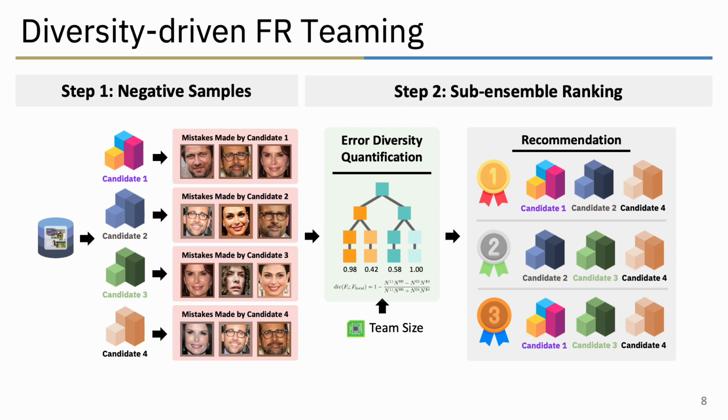Then, given a team size, for example decided according to the resource limit, we can enumerate all possible combinations and calculate how much the team members disagree with each other when they make mistakes. Intuitively, we want a team where all members make mistakes differently, and this reflects their diverse internal mechanisms in recognizing faces. The team making the most diverse mistakes will be recommended to generate the privacy mask.